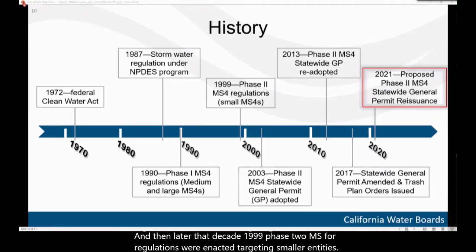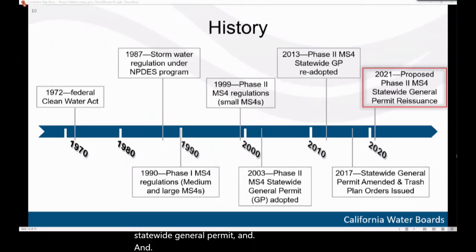That was on the federal level. In 2003, the state of California adopted the Phase 2 MS4 statewide general permit. A decade later, in 2013, that permit was readopted, and that is the permit in existence today. In 2017, the existing permit was amended to include total maximum daily load requirements, and trash plan informational orders were also issued. These informational orders will be discussed in greater detail by my colleague Jaime Favila later in this presentation.